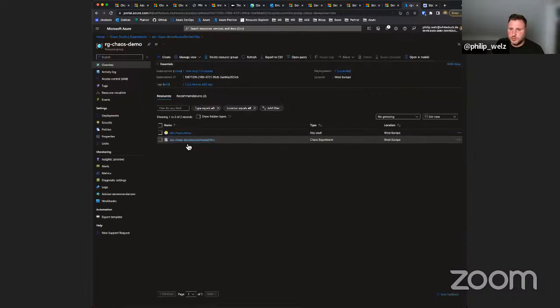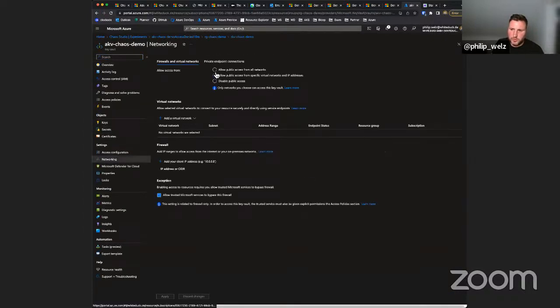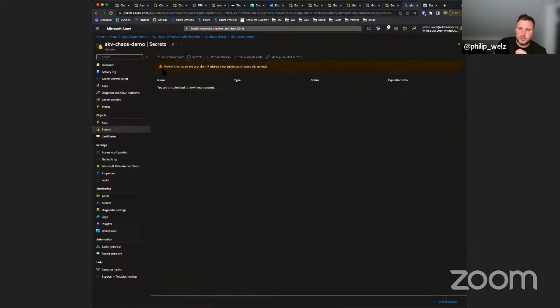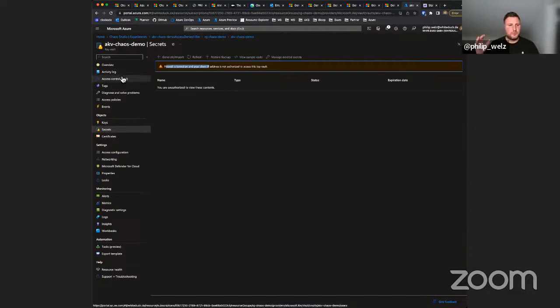But now we should finally see that it changed the network. Now the firewall is changed to allow public access only from special virtual networks and IP addresses. And when I go on secrets and refresh, the firewall is turned on and the client IP is not authorized. So basically that's a really simple experiment, but it could be helpful to, for example, see how your application will react when there's no more access to secrets. You could rotate the certificate or disable the certificate and see how the application gateway is reacting, for example. So with a small, simple Key Vault experiment, you can do a lot of stuff, I think.